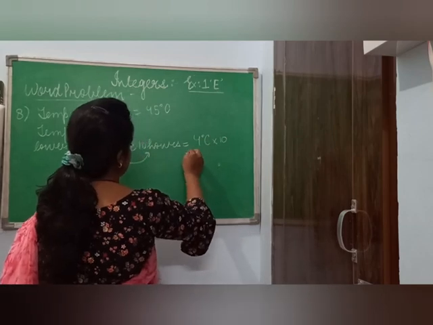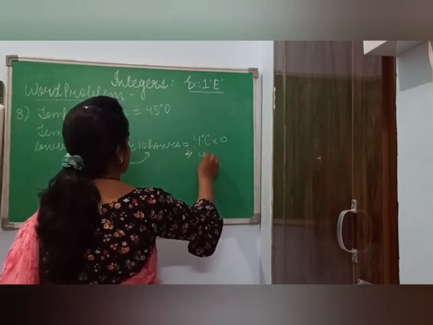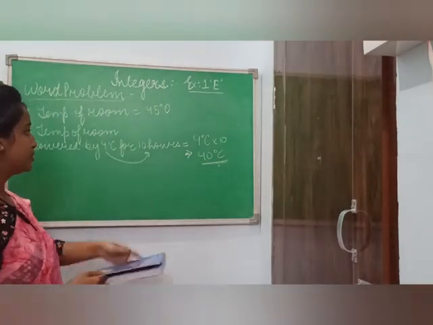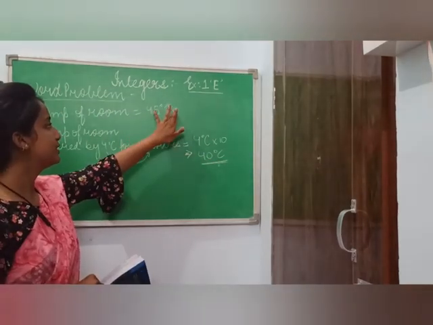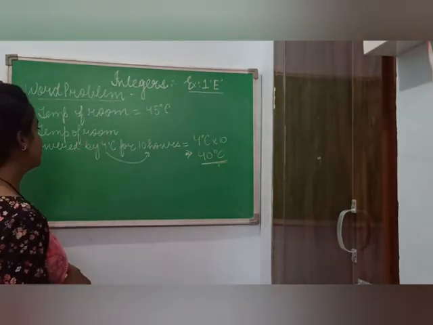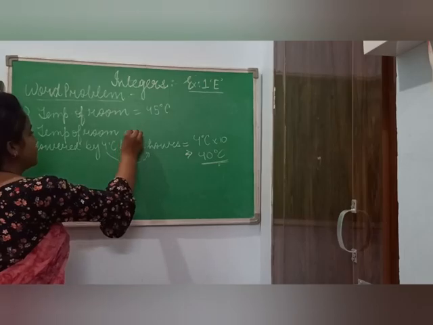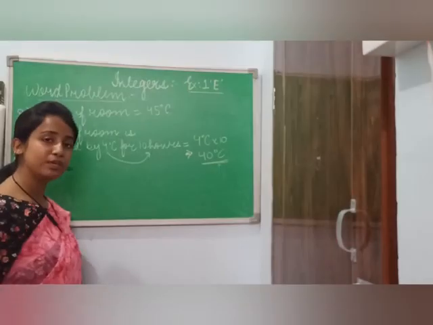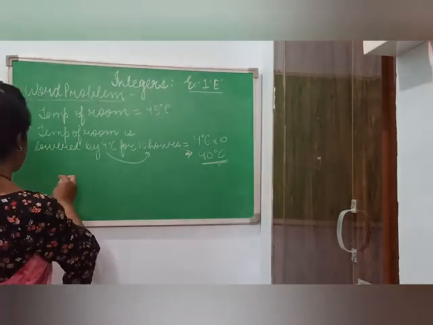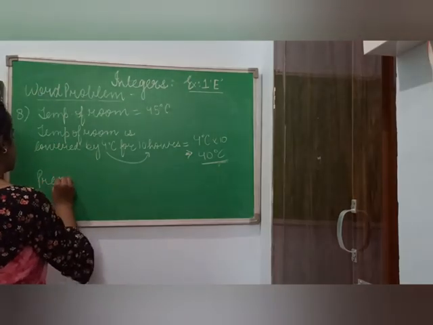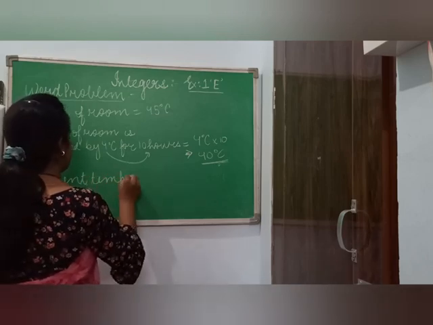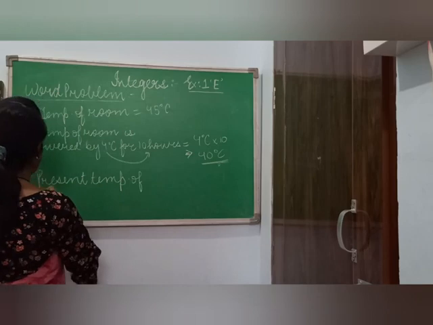First of all, we find out the total temperature. What is going to be decreased? That is 40 degrees centigrade. So, the given temperature of room is 45 degrees centigrade. Then the question says that the temperature of room is lowered by 4 for 10 hours, that will be 40 degrees centigrade. Now what we have to do, we'll find out the present temperature of room.